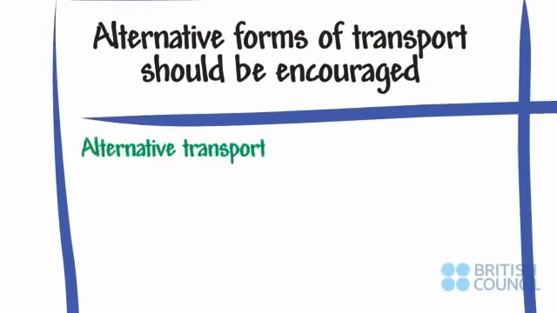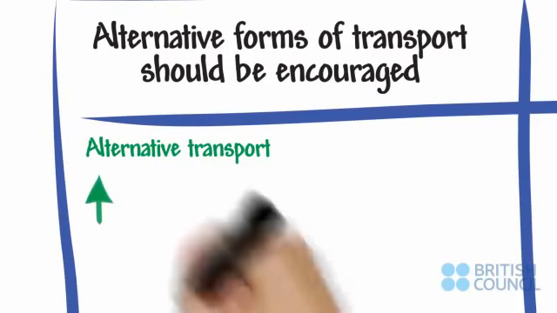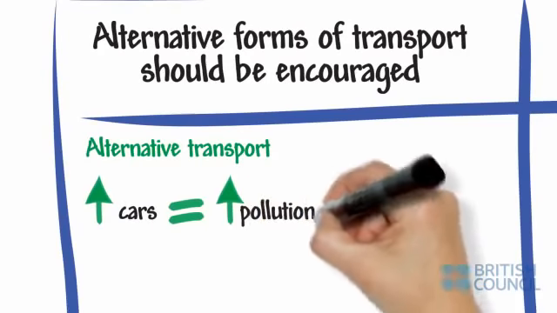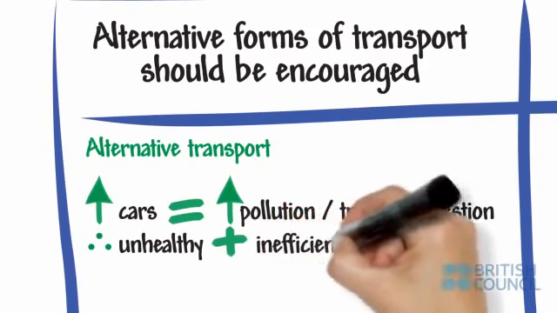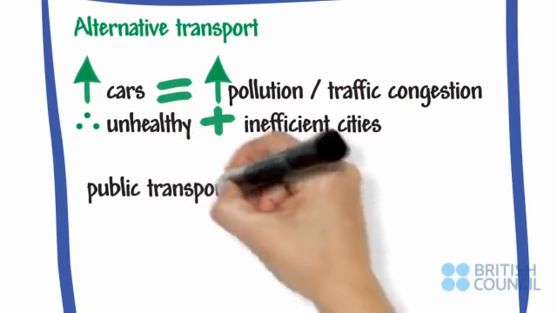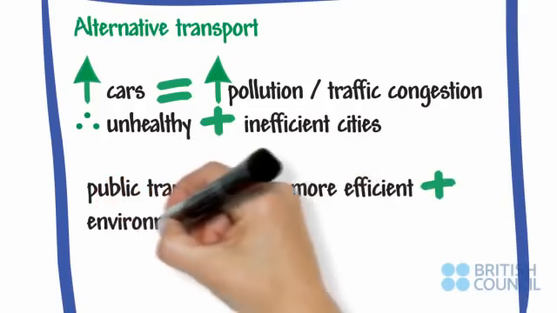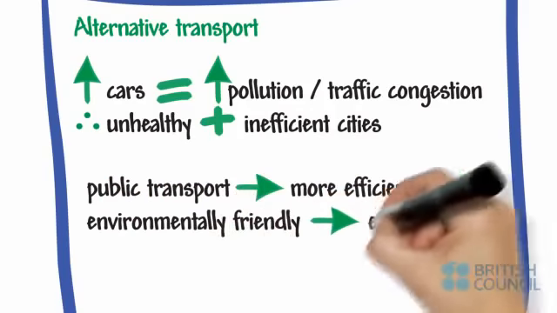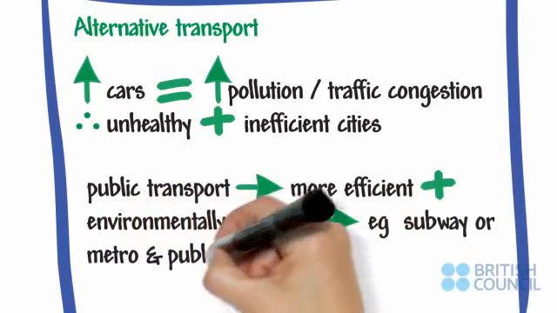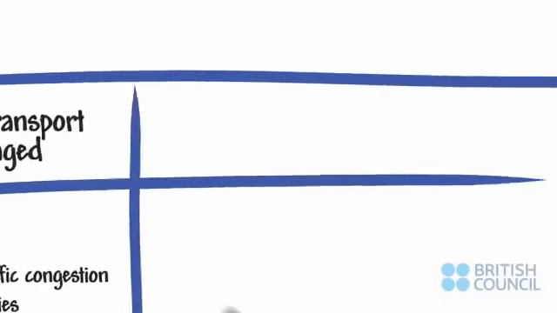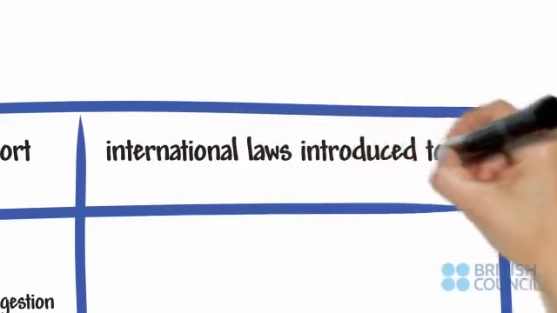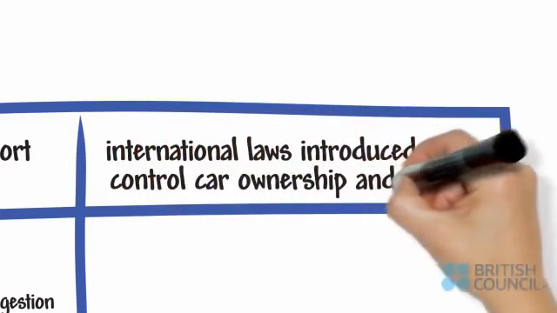Agree. Alternative transport. More cars equals more pollution and traffic congestion, therefore unhealthy and inefficient cities. Public transport. More efficient and environmentally friendly. For example, subway and metro and public bus high use, therefore specialist lanes. International laws introduced to control car ownership and use.